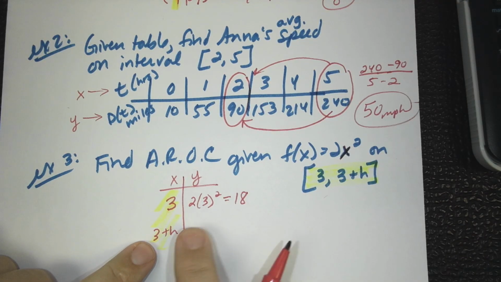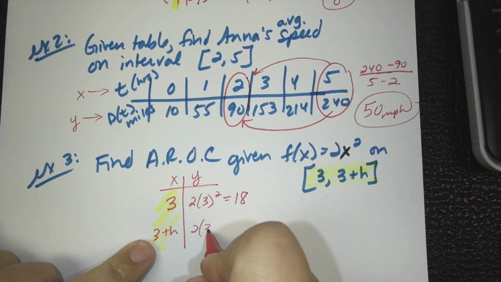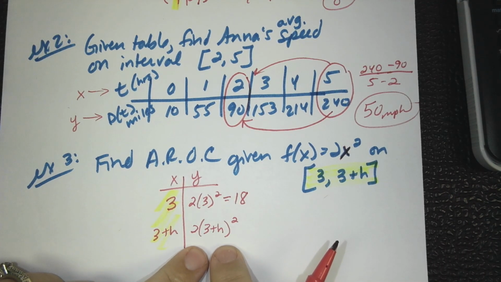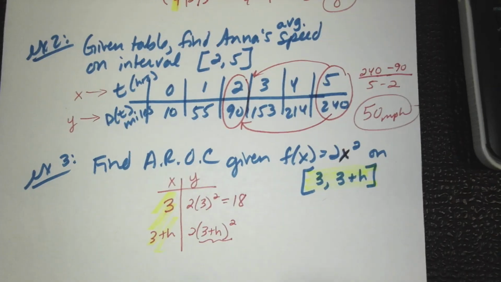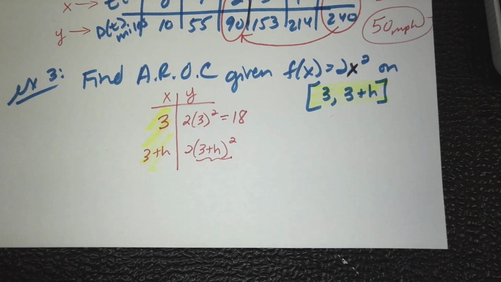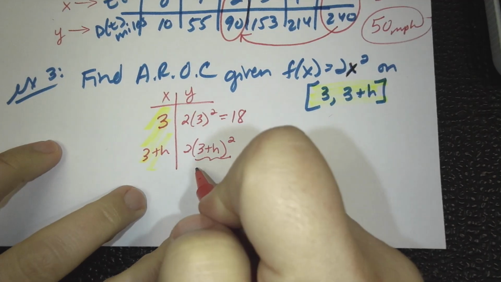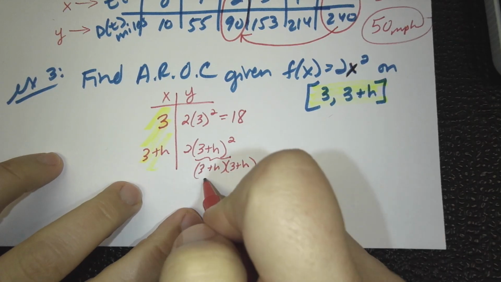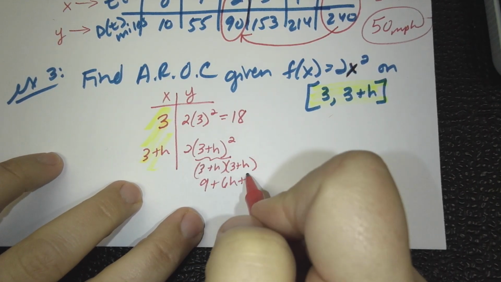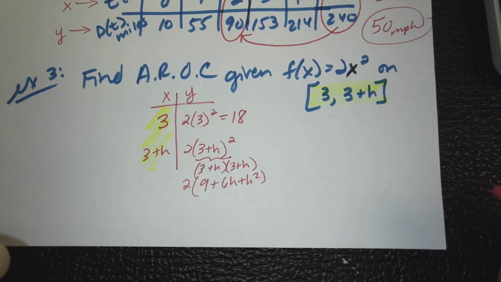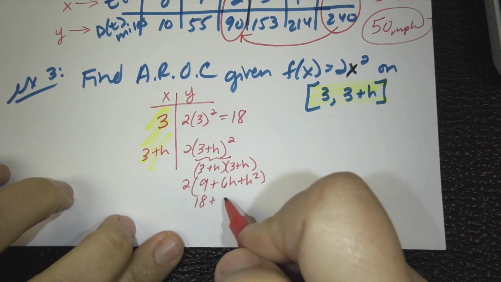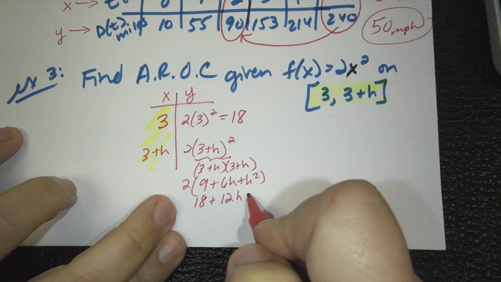Okay? What am I going to do with this one now? Plug it in. 2 times 3 plus h squared. Now, nobody in this class would call this 9 plus h squared. No. What would we do here? 3 plus h times another 3 plus h is a FOIL problem. And you should FOIL fast. 3 times 3 is 9. 3h and 3h makes 6h. h squared is the last. And then you multiply the 2. There we go. 18 plus 12h plus 2h squared.